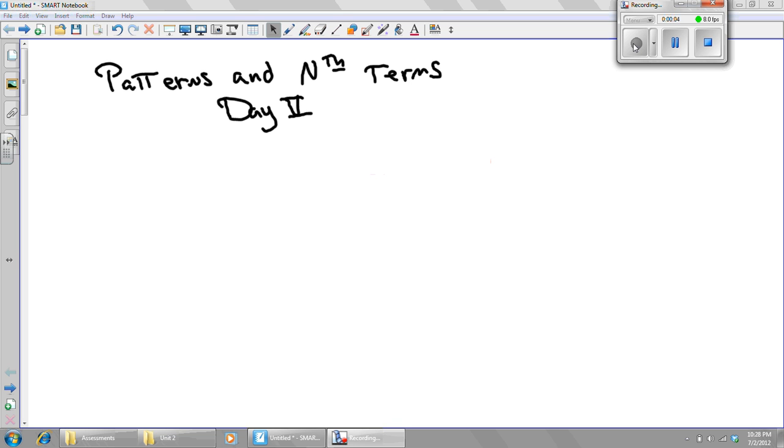Hello, algebra students. Today we are looking at patterns and nth terms again, and we're going to learn a new type today. This will be the last type we learn. It's a very important type. But first, I want to quickly review.